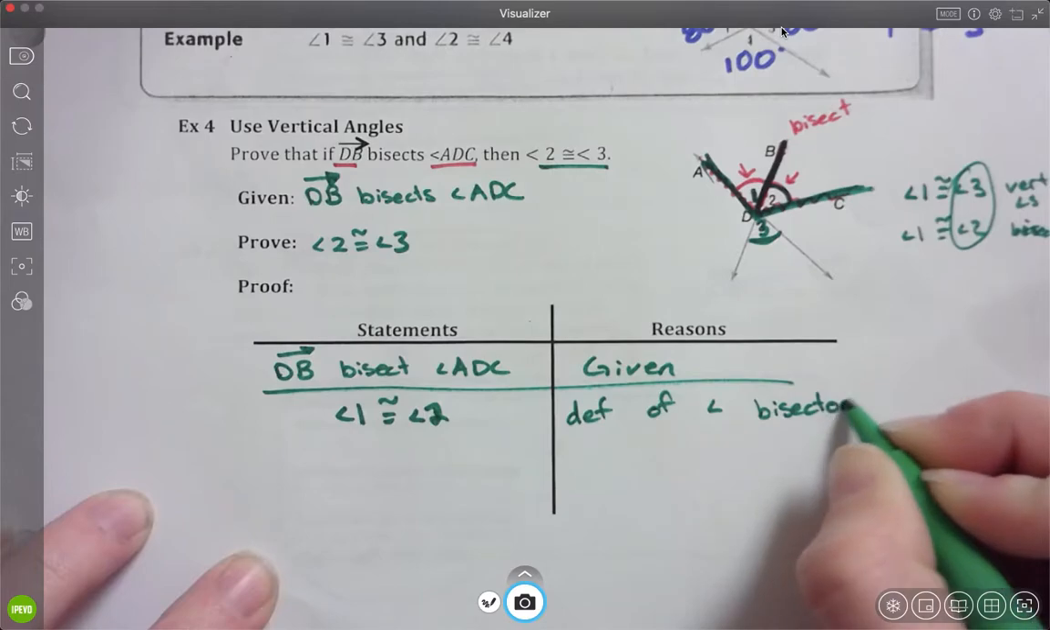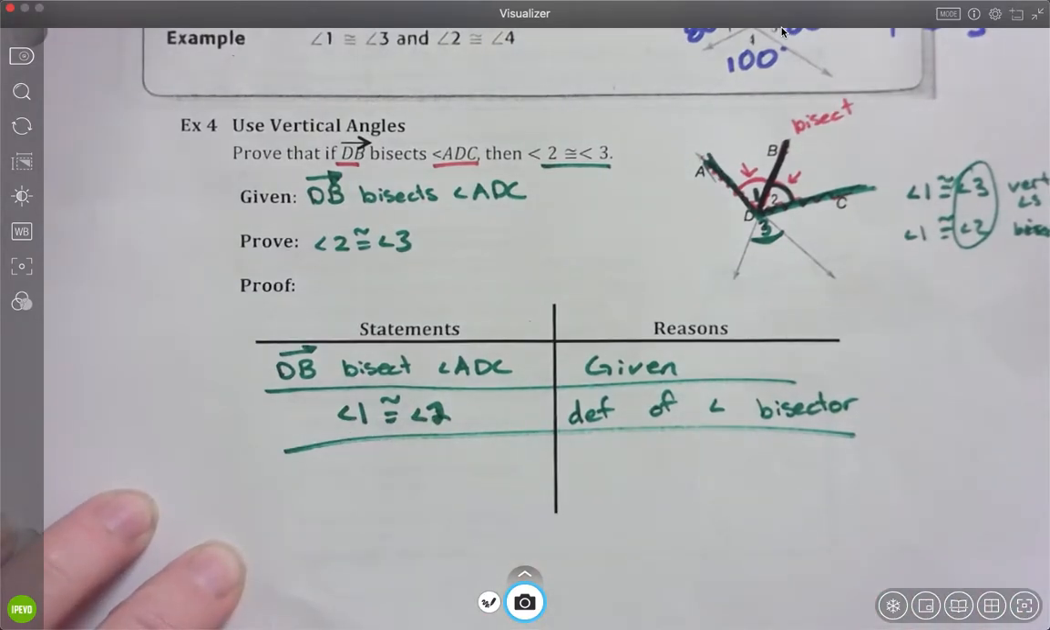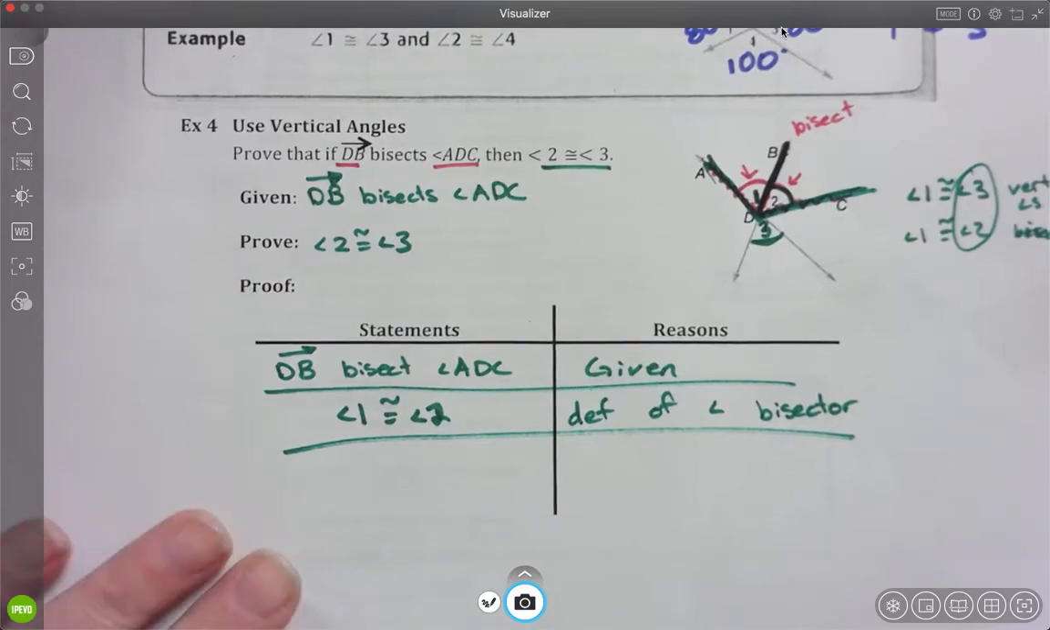Okay, by definition of an angle bisector, if a segment bisects an angle, then it's going to split it into 2 equal pieces. Like angle 1 is going to be the same as angle 2. Okay, now where do we go from there?